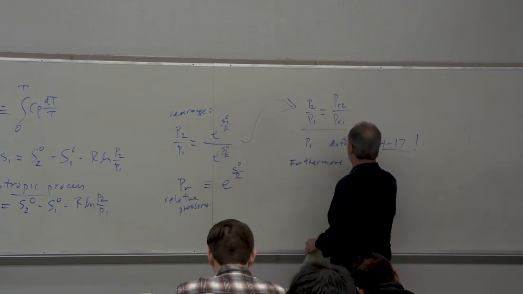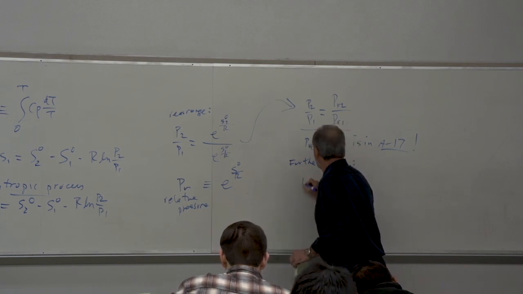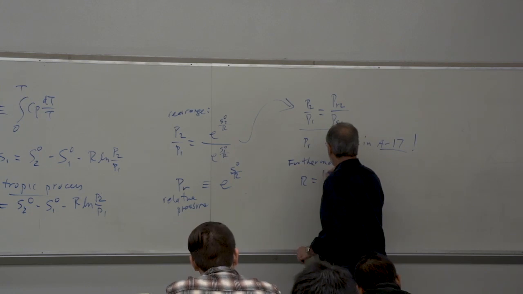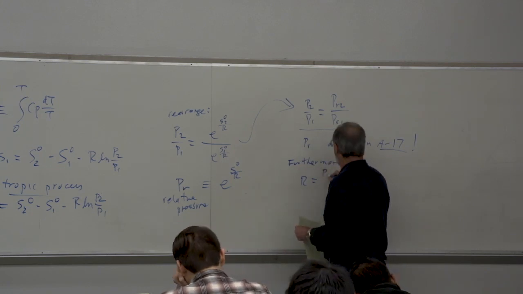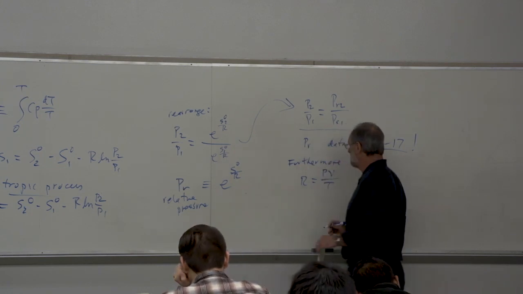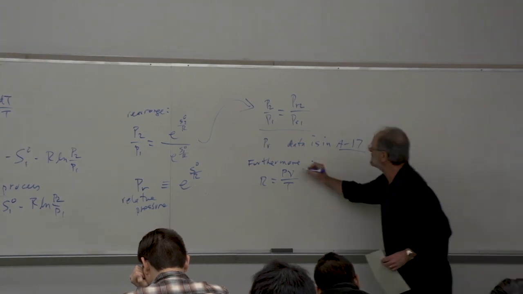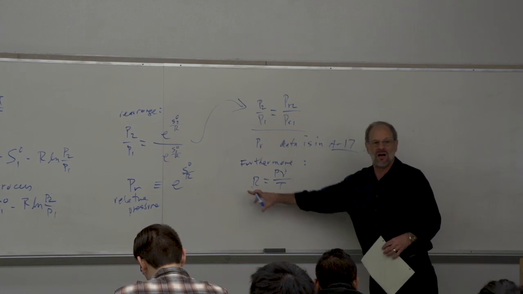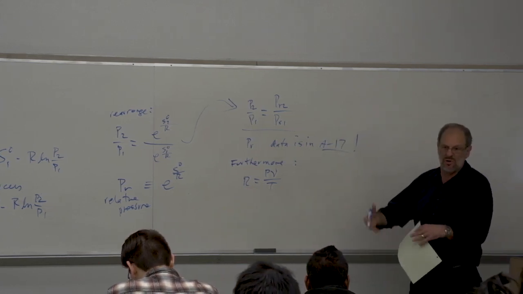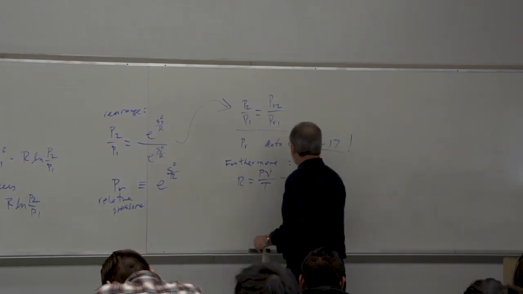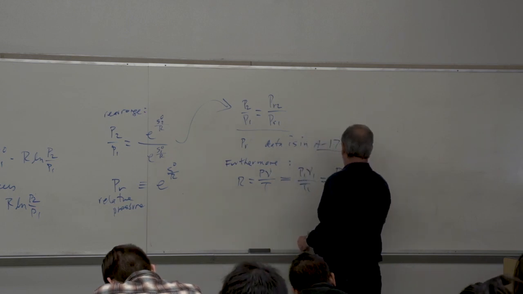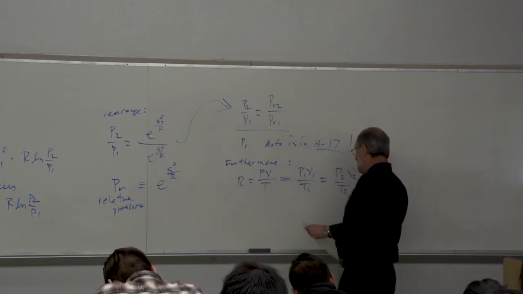So, furthermore, let's just note that from the ideal gas equation of state, Pv equals RT. In other words, R equals Pv over T. This, by the way, is specific volume. And note that R is a constant, right? It's going to apply at point 1 or point 2 or at any point. So this is also going to equal P1 v1 over T1 equal to P2 v2 over T2.